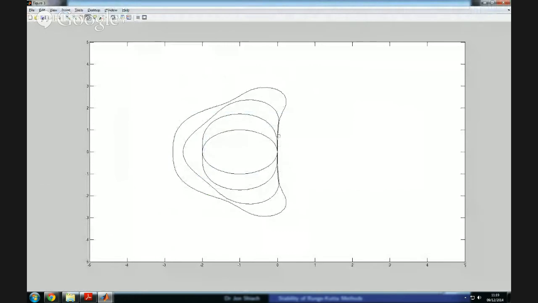In the electronic version of the notes, you'll see this. The one on the inside is first order, and concentric going further out are the order stability regions for explicit methods.